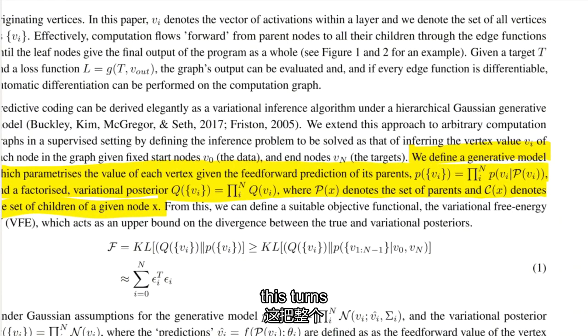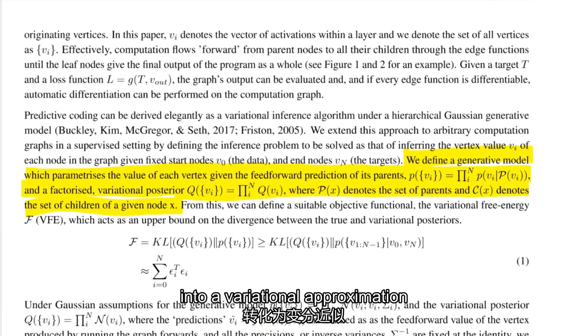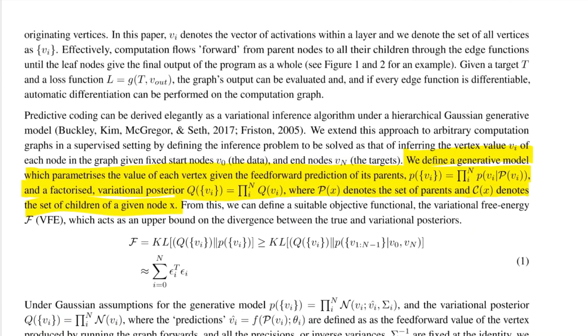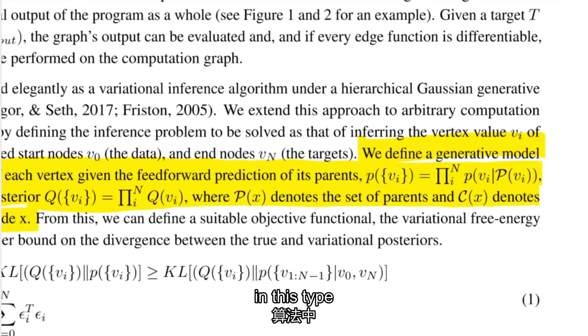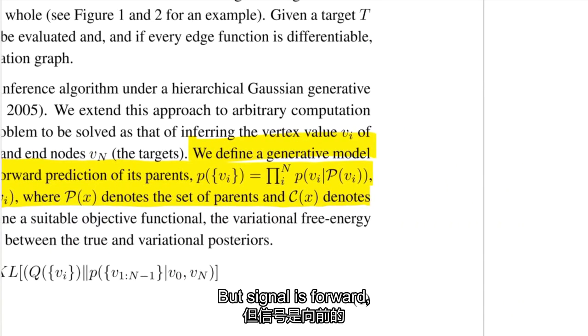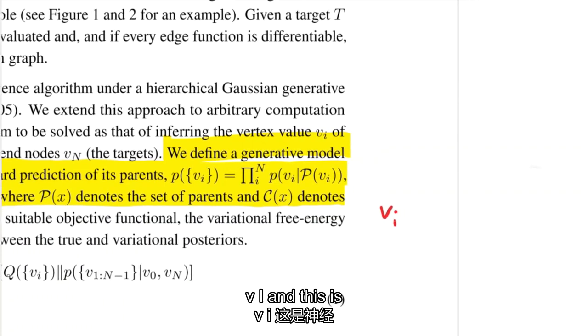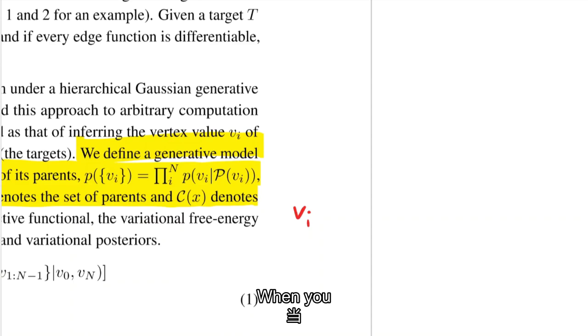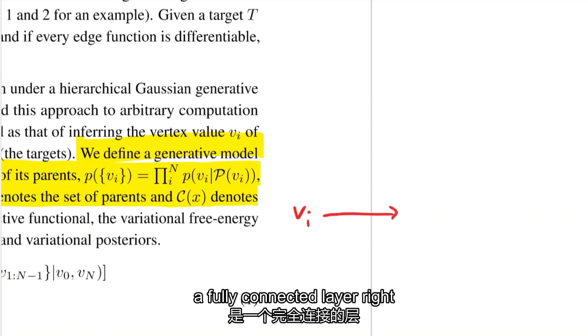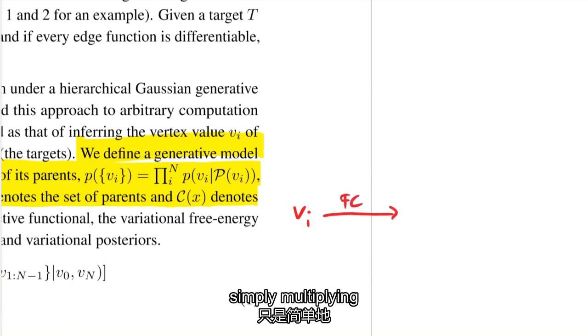Namely, this turns the entire algorithm into a sort of guessing game, into a variational approximation algorithm. So what they're basically saying is that in this type of algorithm, signal isn't just forward propagated, but signal is forward guessed. It's a bit of a guess. So you have a signal right here, VI, and this is a node in your neural network. And when you forward propagate the signal, maybe this is a fully connected layer right here, so it's simply multiplying it by a parameter, you're not going to obtain the next layer's signal. What you're going to obtain is a guess for the next layer's signal right here.